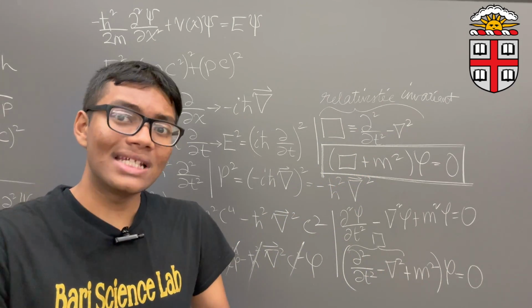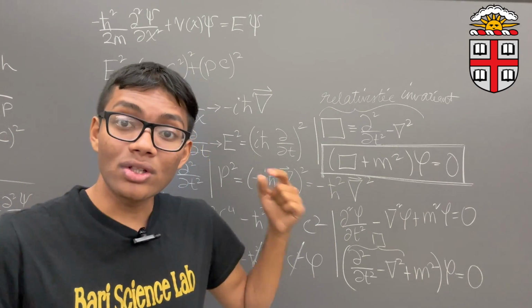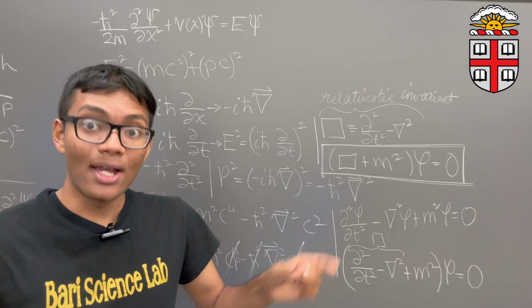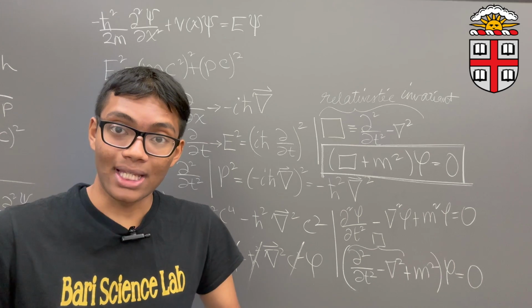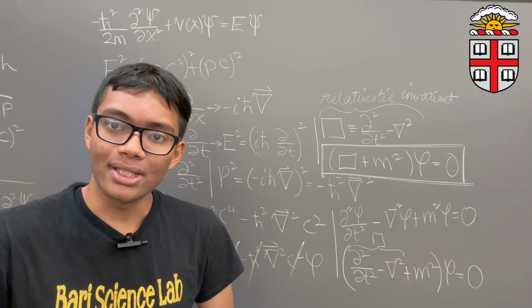It gives rise to not only negative energies, which is okay because we can have bound states in quantum mechanics, but it also gives rise to negative probability densities, which is an absolute no-no in quantum mechanics. So let's go ahead and check out why it gives rise to negative probability densities.